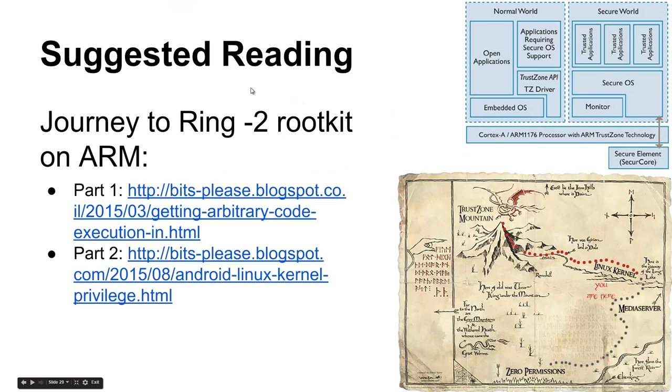But more relevant for today is something I'd like to leave for suggested reading. It is relevant to ARM and mobile, specifically targeting Android. It's The Unexpected Journey to Ring -2 rootkits targeting TrustZone, Part 1 and Part 2 listed here. TrustZone is very similar to Intel's System Management Mode, SMM, which is Ring -2 on the motherboard. A fascinating read. Highly recommend.